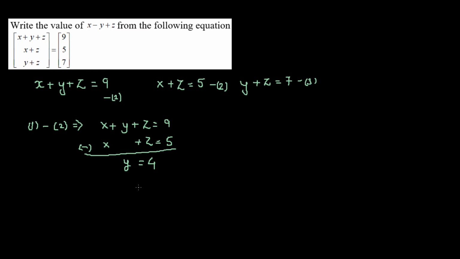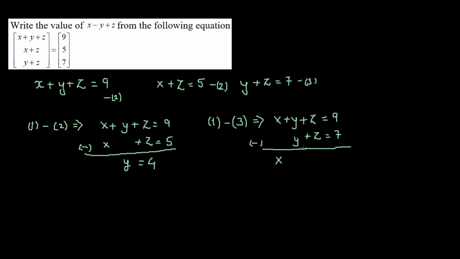Now we do 1 minus 3. So this would give us x plus y plus z is equal to 9, and we have y plus z equals 7. So we do the subtraction, so that will leave us with x, y plus z will cancel out y plus z, so we'll have 9 minus 7, which is equal to 2. So we have the value of x as well.